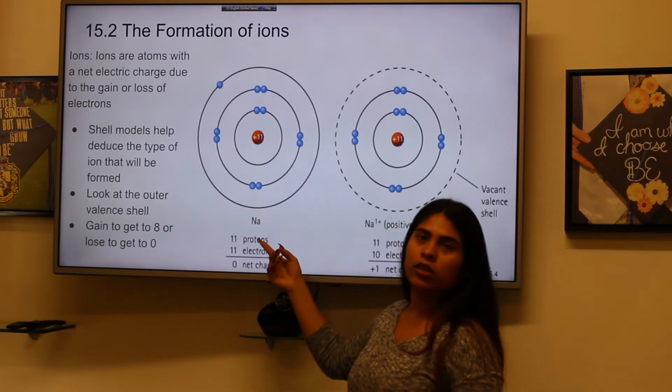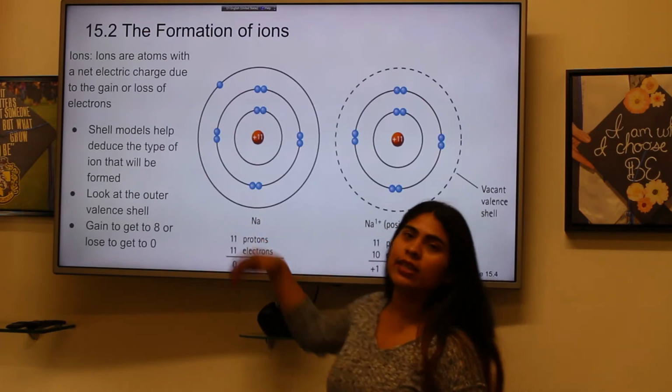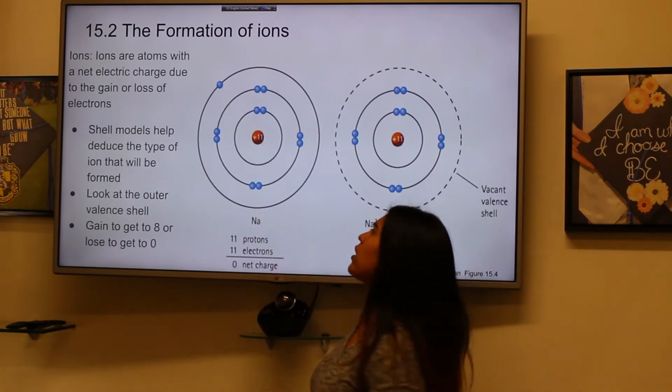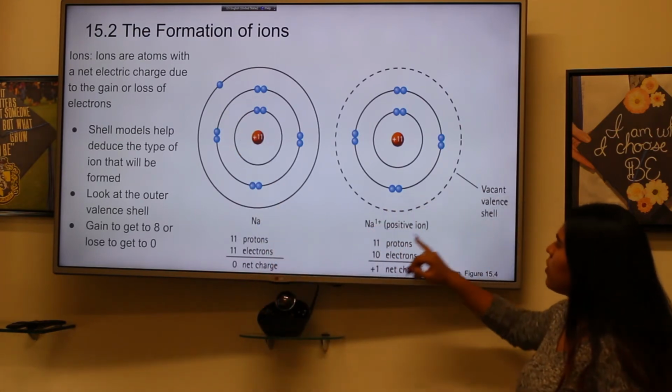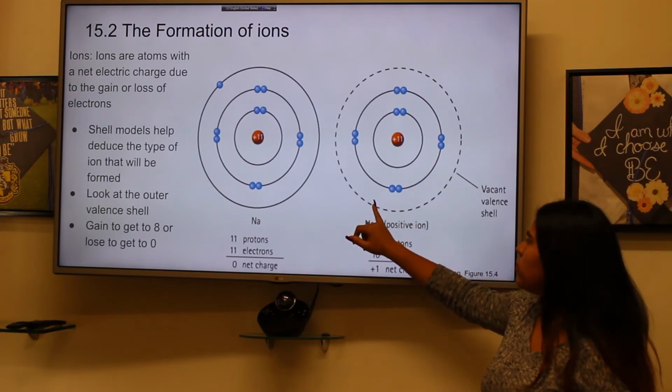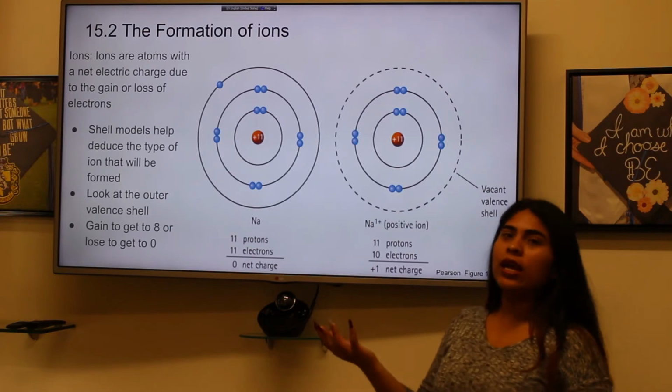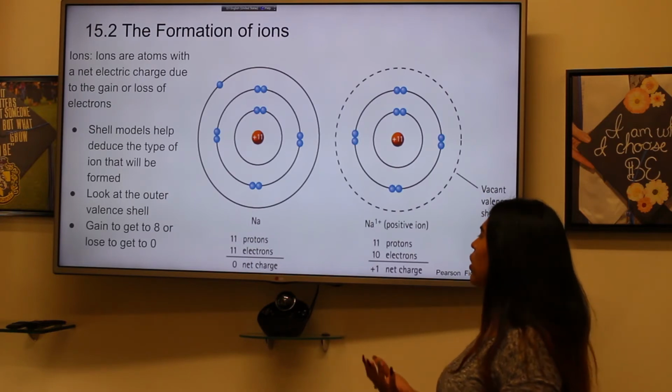In this particular example, sodium finds it easier to lose the electron than to gain 7 electrons. When you lose an electron, you get a positive ion. And when you gain an electron, you get a negative ion.